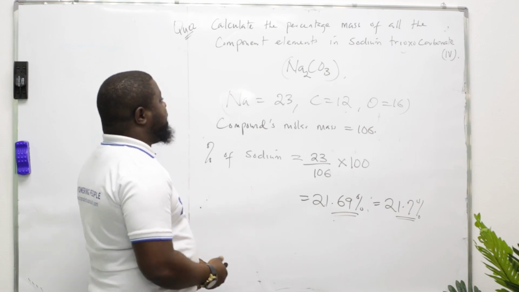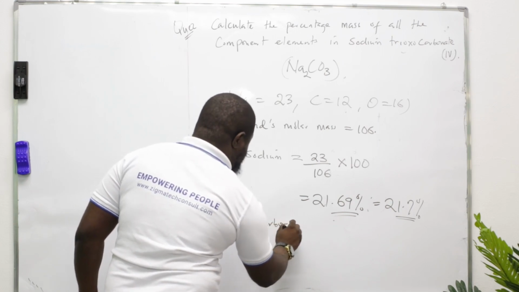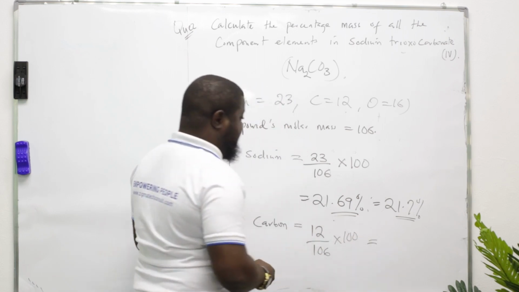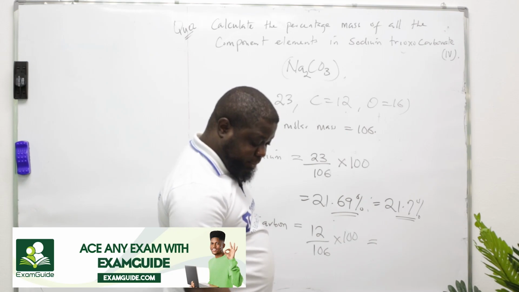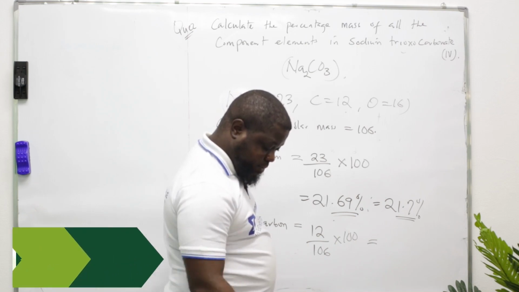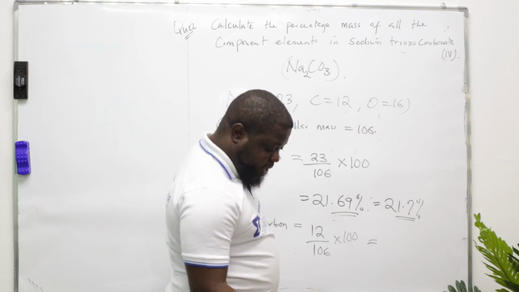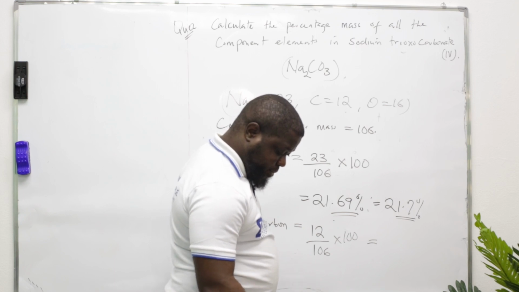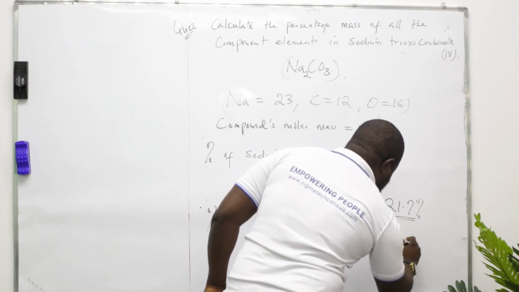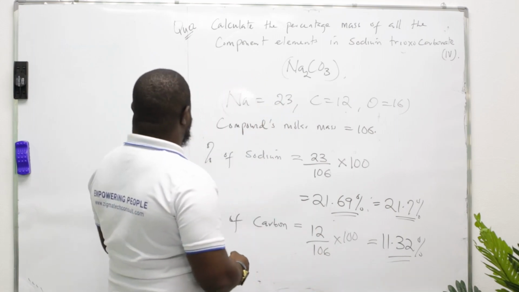Now, the next one is for carbon. Percentage of carbon, which is C, will be 12 divided by 106 times 100. It's a very simple thing. 12 divided by 106, times 100, gave us 11.32%. This is the percentage for carbon.